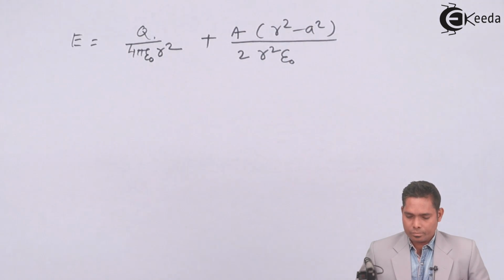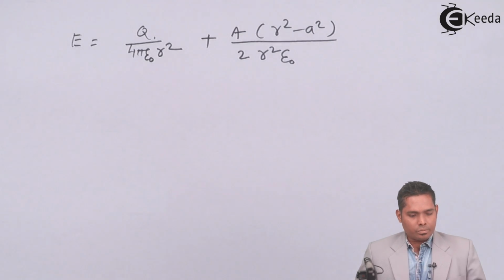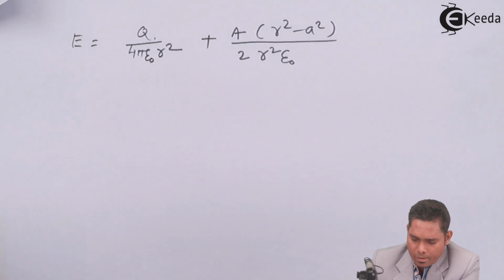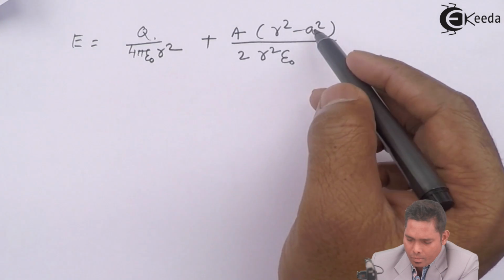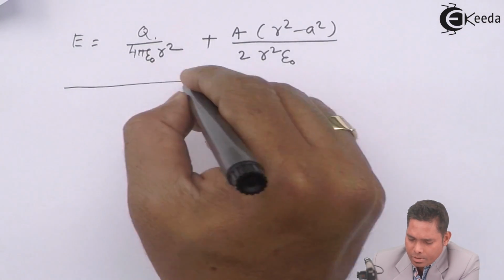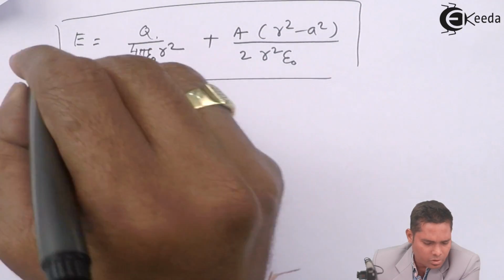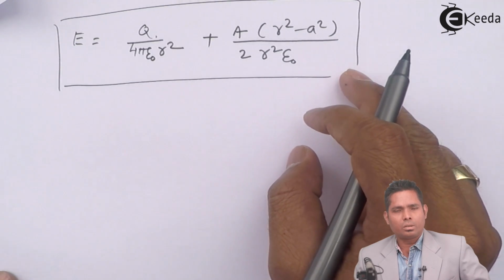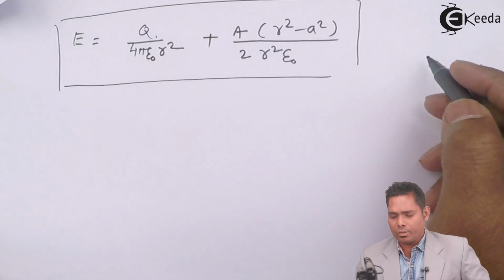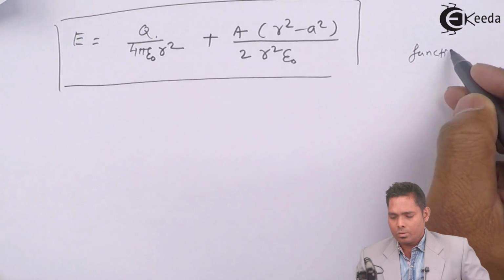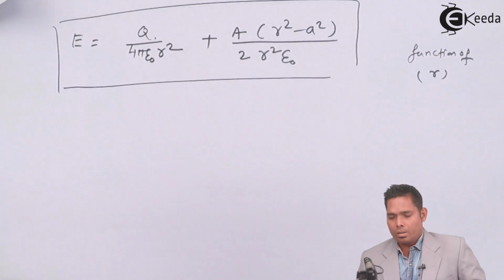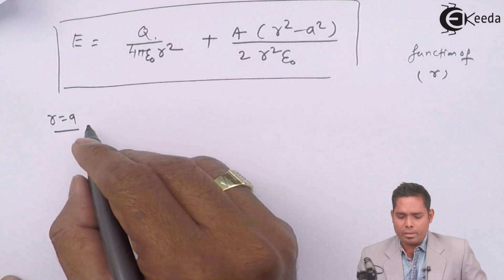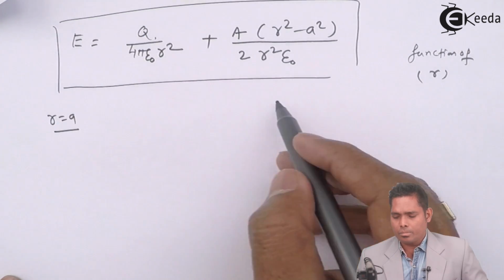Okay, now this is the general expression for the electric field at any point as a function of small r. Now I will put r equals a to get the electric field at the bottom of the sphere.